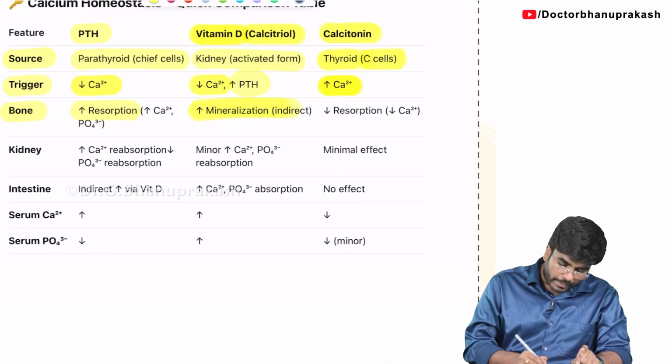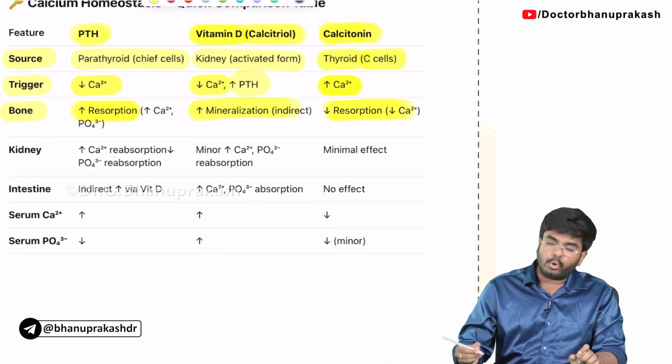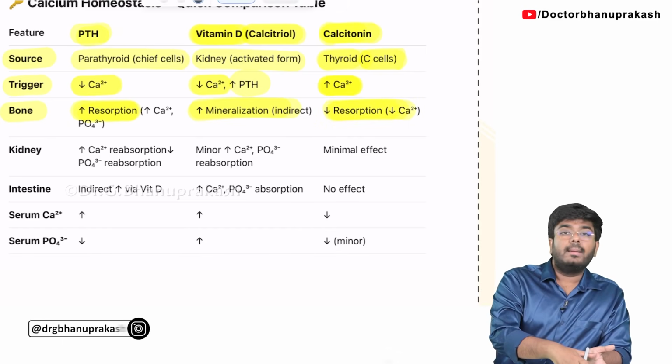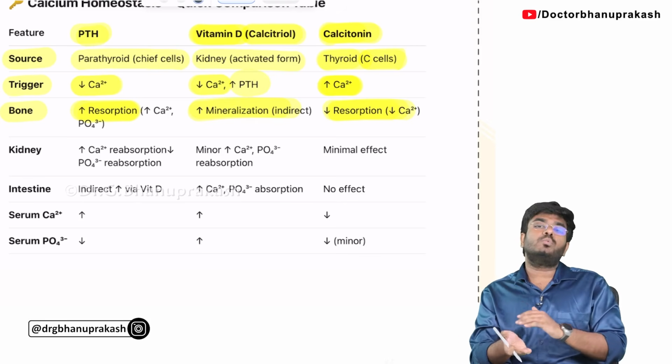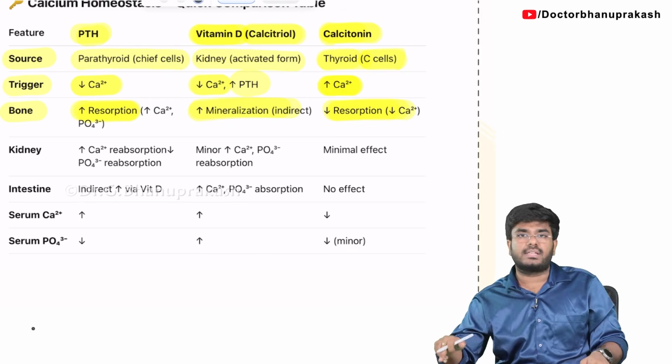Next, what is the effect of calcitonin? I have told you parathyroid hormone increases bone resorption. Calcitonin decreases bone resorption. Parathyroid hormone wants to move calcium into the blood, but calcitonin doesn't allow calcium to come into the blood. Exactly opposite: one will increase the resorption, the other will decrease the resorption.